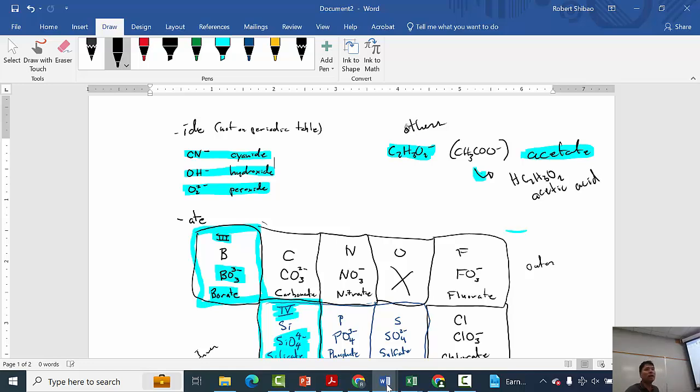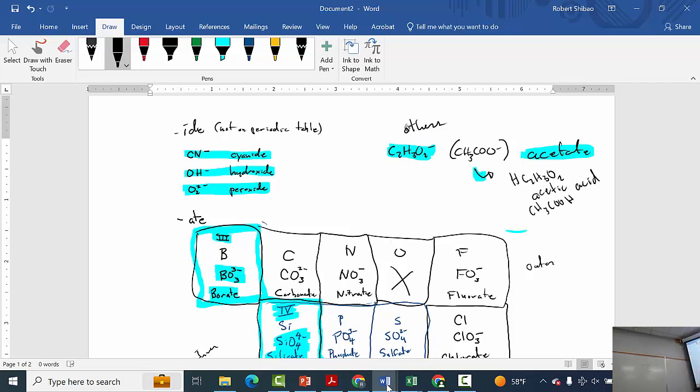Acetic acid you can buy in the supermarket. Do you know what they call it? Some people eat this stuff. They call it vinegar. Acetic acid is vinegar. And so this is acetic acid. The reason they write it like this, or they write it like this, CH3COOH, is to tell you how the hydrogens are bonded.